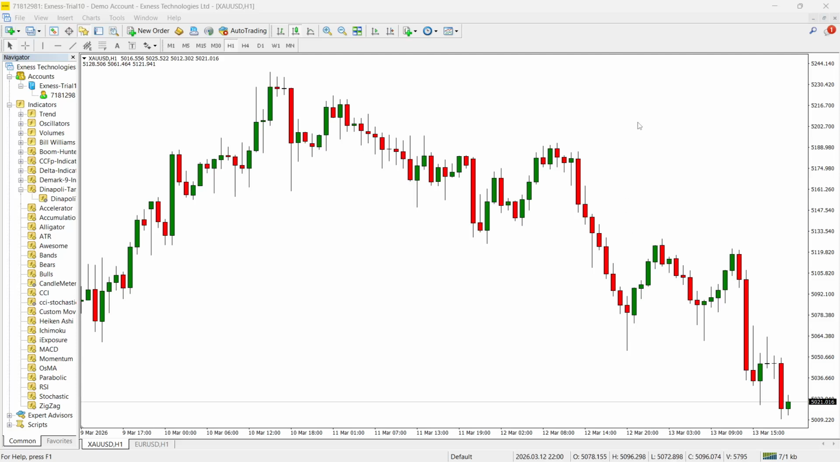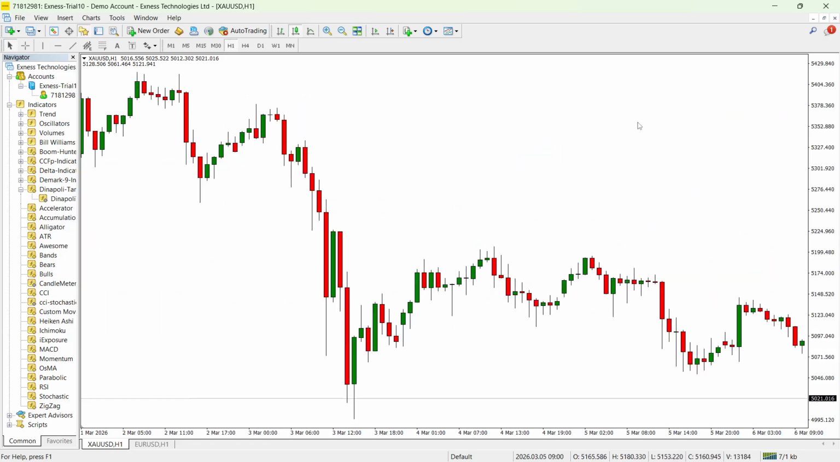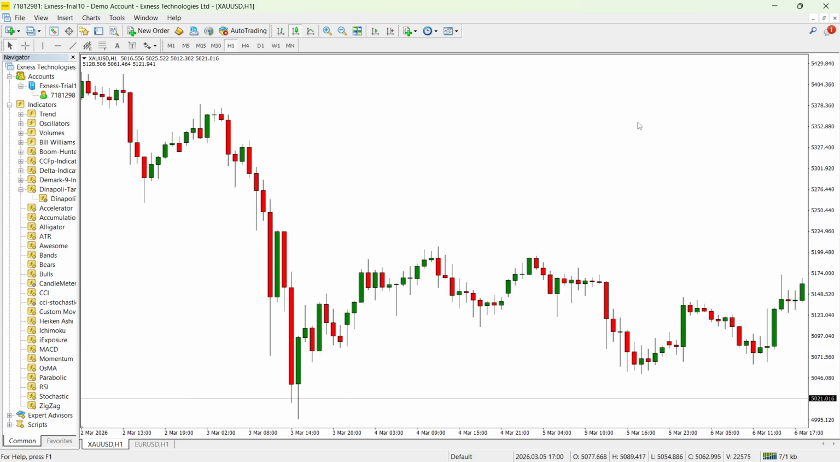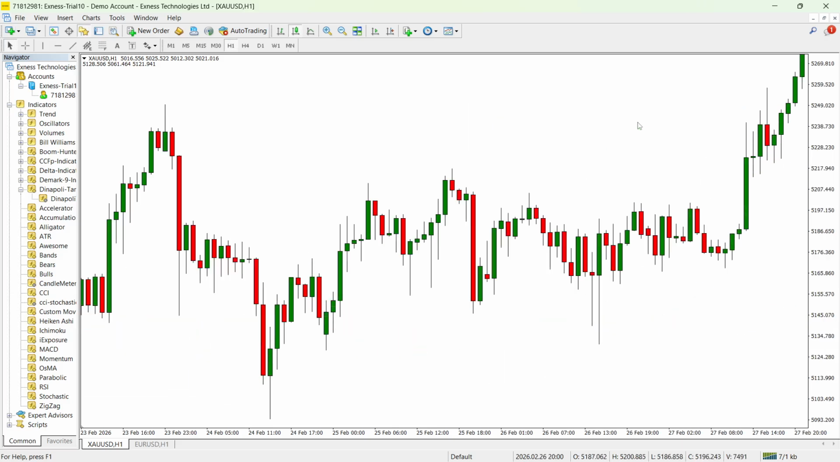Hello traders, today we are looking at the Dinapoli Targets Indicator available for MetaTrader 4 and MetaTrader 5. This tool was developed by Joe DiNapoli in the late 1980s and uses Fibonacci calculations to identify target price levels.